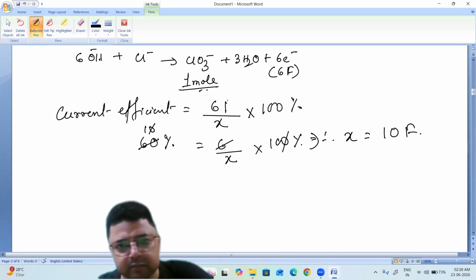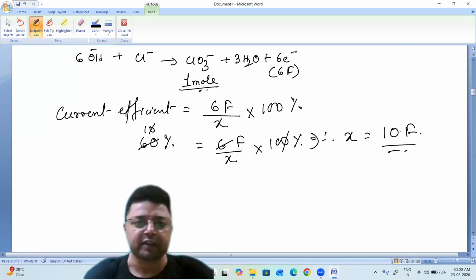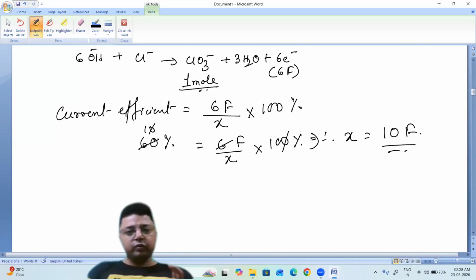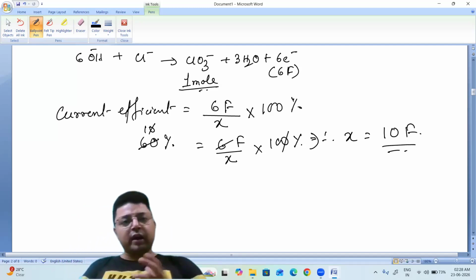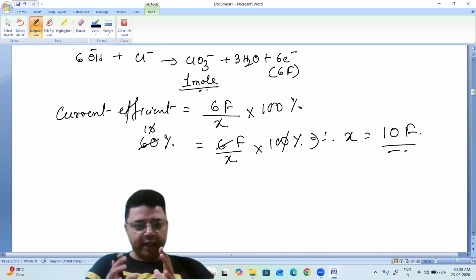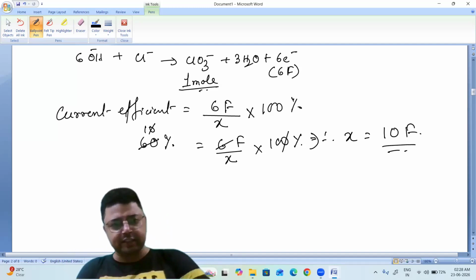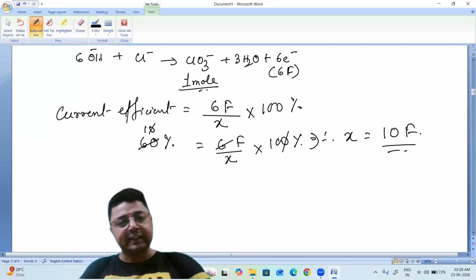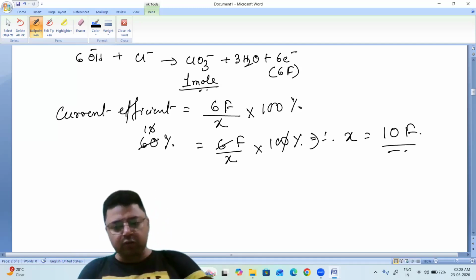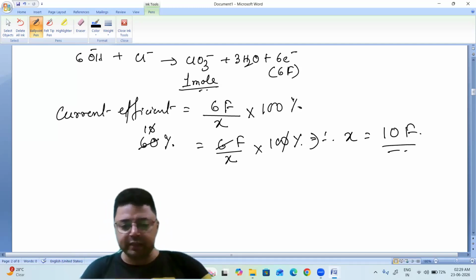Understood? Like that. So if you do 6 Faradays, then you will get X equals 10 Faradays. So as current efficiency is given as 60%, the total amount of current that will be required will be 10 Faradays.